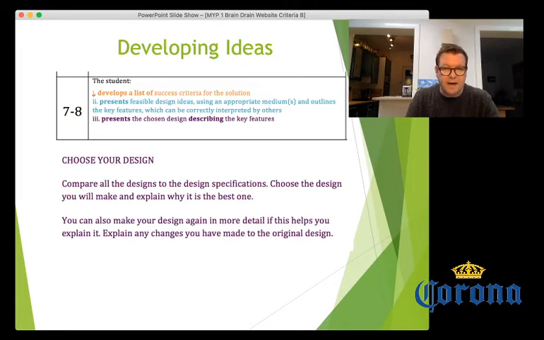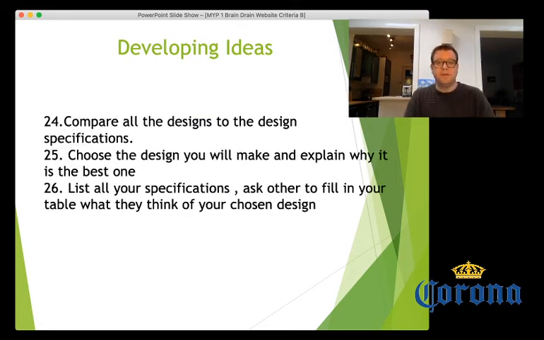Now, how are we going to do that? We're going to compare all the designs to the design specification, and you're going to choose the design you will make and explain why it's the best one. That's the key thing here. Don't just say we chose Paul's design because it was clearer and it was better for the target audience, but explain why you think it was better. So you're going to compare all the designs to the design specifications, choose the design, and list all your specifications.